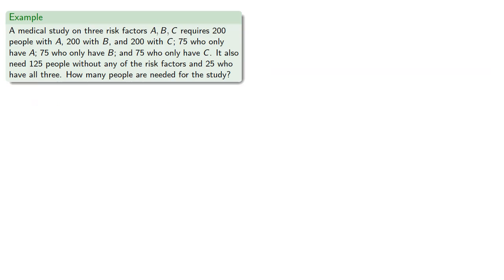For example, a medical study on 3 risk factors A, B, and C requires 200 people with A, 200 with B, and 200 with C, 75 who only have A, 75 who only have B, and 75 who only have C. It also needs 125 people without any of the risk factors and 25 who have all 3. How many people are needed?